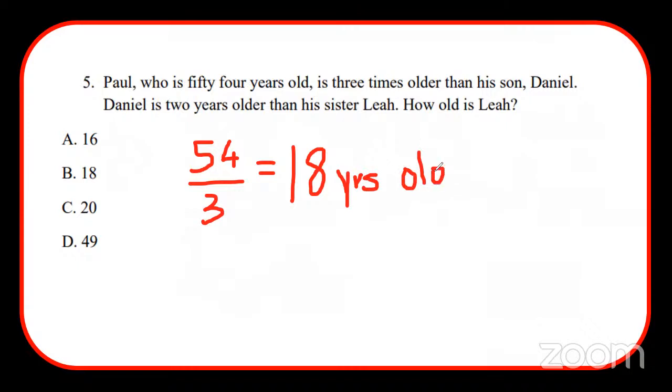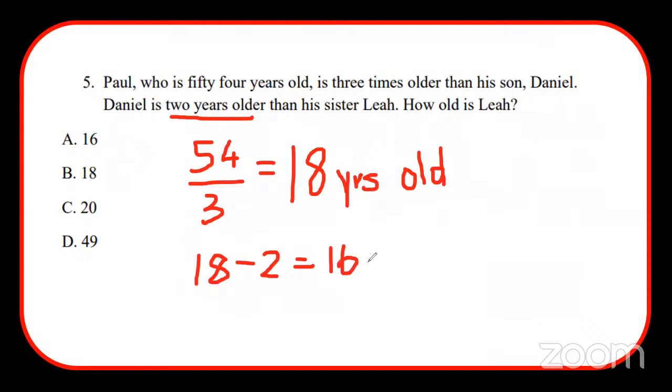It further said that Daniel is 2 years older than his sister Leah. That means Leah is 2 years younger than Daniel. In order to get Leah's age, we're going to subtract that 2 years from the 18 years that Daniel has. And we're going to end up with 16 years old. Leah is 16 years old.